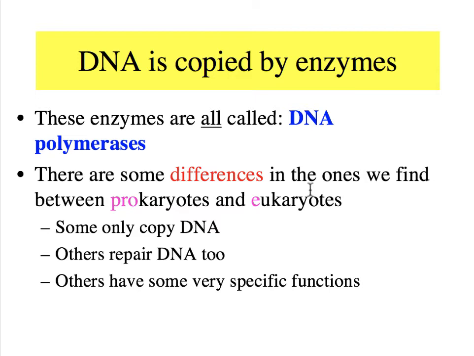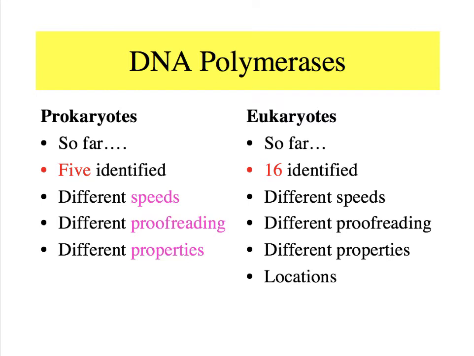There are some minor and major differences in the various enzymes which we have recovered and classified from prokaryotic organisms versus eukaryotic organisms. In general, some of these characteristic differences are in the ways that they copy the DNA and how they repair DNA, as well as some very specific functions which we'll address much later in the chapter. The number of such DNA copying enzymes discovered so far has increased over the last decade or so. In prokaryotes, we have identified 5 separate classes of DNA polymerases. They differ in their speeds and their ability to proofread the DNA, as well as other properties which are not important to us in this chapter.